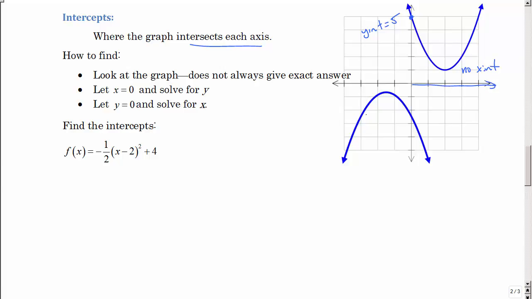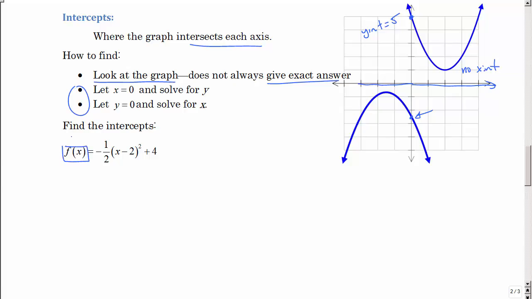And for this parabola, well, I know it doesn't cross the x-axis, but can I really tell exactly what that point is? I can guess, but I need the algebra to help us. So that's why we're going to look at the graph. If you can just tell me the answer, write it down. That's awesome. But if you can't, then we have to do some algebra. So how do we find the intercepts?